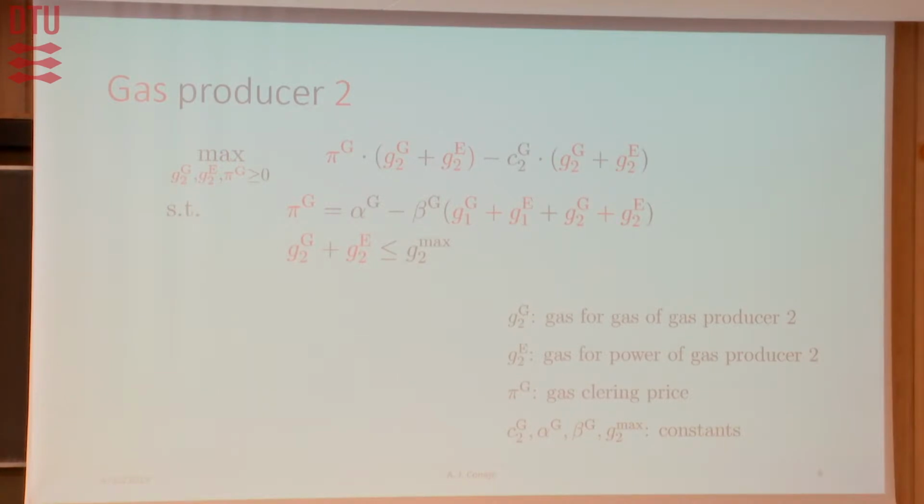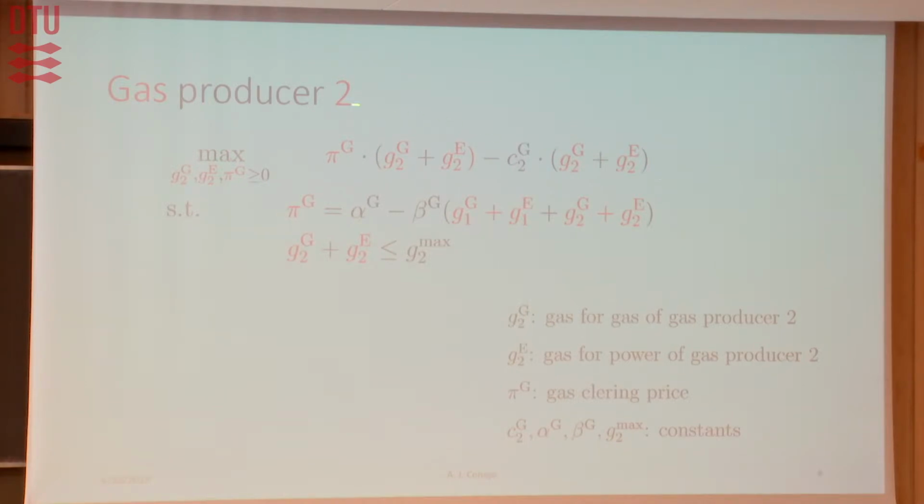This is the same thing for gas producer number 2. Everything is identical, but 2 instead of 1. This gas producer number 2 gets the same price because the price is unique for the market. This is the rule for the price, which is equivalent to the market clearing, so this is equivalent to a market clearing problem like the one that we have described. And this depends on the production of gas producer 1 and the gas production of the second one.